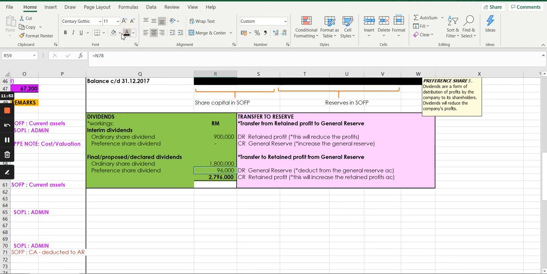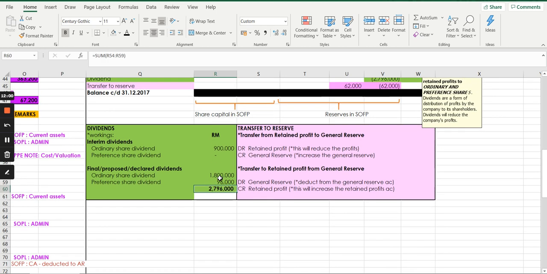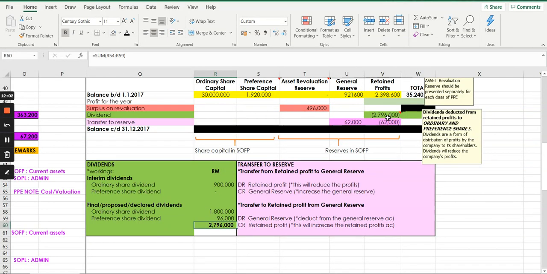And this one is 96 from our calculation earlier. So the total that you will have to show as your dividend in your statement of changes in equity will be 2796, which is from the interim ordinary and interim preference, if there is any. Do not include redeemable preference dividend, because redeemable preference dividends will be under your finance cost.